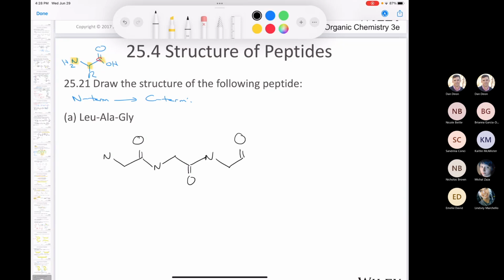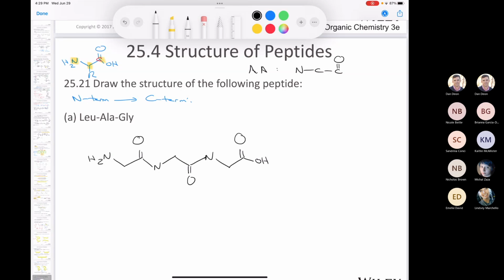Okay, those are our 3 amino acids, right? Each amino acid always goes nitrogen, carbon, carbonyl. Okay, they always have that order. So on the N terminus, we're going to put our NH2. On our C terminus, we're going to put our OH.